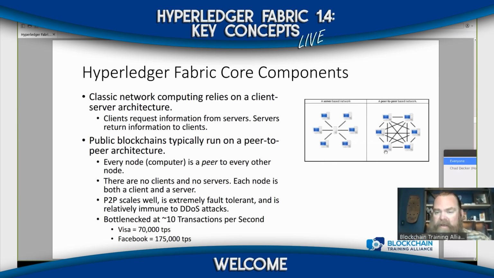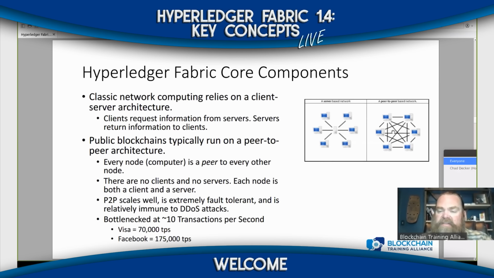On a peer-to-peer network, if I'm one of these nodes and I want something, I broadcast that request out to every other node on the network. And any node on the network that has all or some of that data that I'm looking for is going to send it back to me. If another node on the network makes a request and I have some or all of that data, I'm going to send it out. So I can be a client and I can be a server.